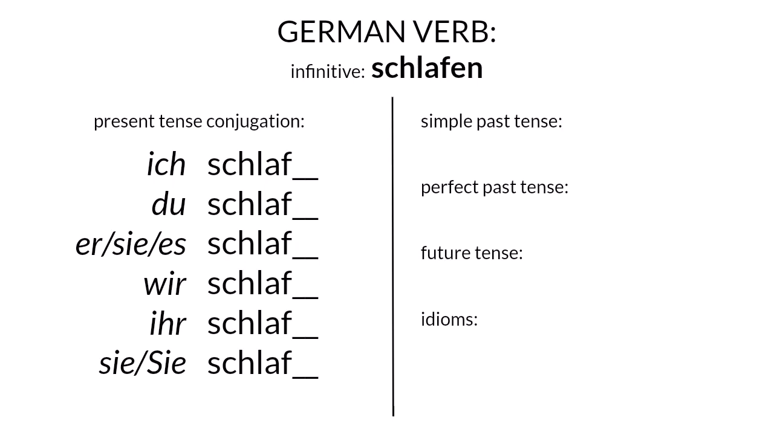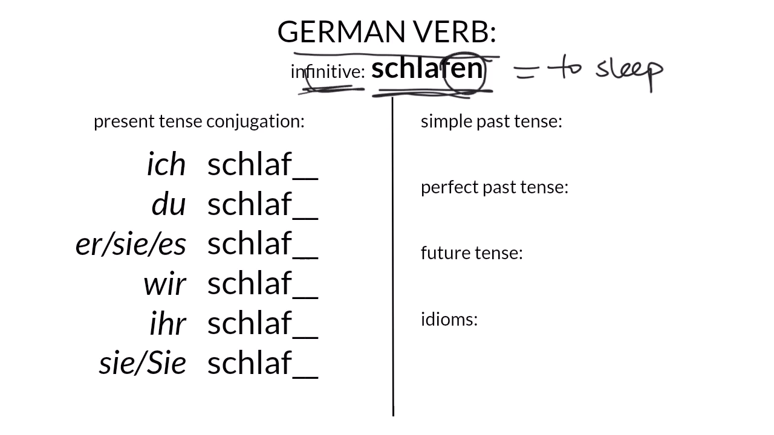This video is about the German verb schlafen. It's a very common verb and it simply means to sleep. This is, of course, schlafen in its infinitive form with an en at the end, a classic infinitive ending in German. And let's just start off with a look at the present tense conjugation of the verb.